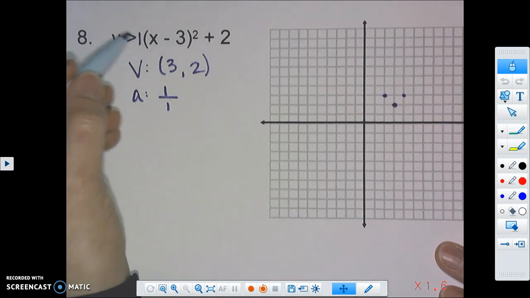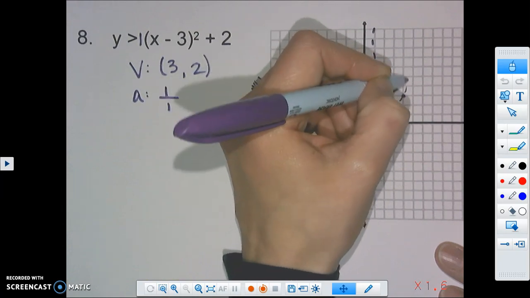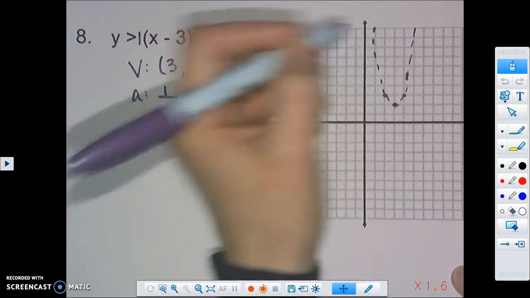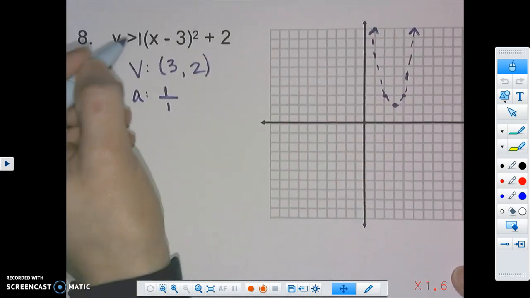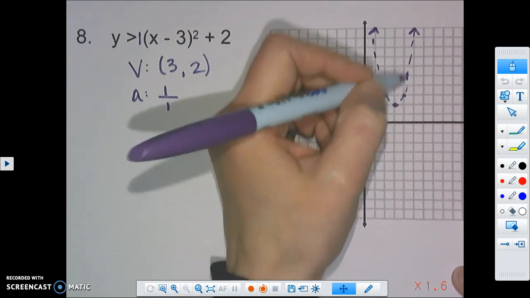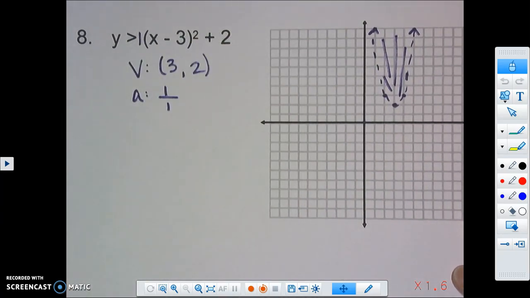Since it is just greater than, we're going to have a dashed parabola here. And since it is y is greater than, we're focused on this vertex. If we want to be greater than, we would be inside the parabola there. So that would be your solution.